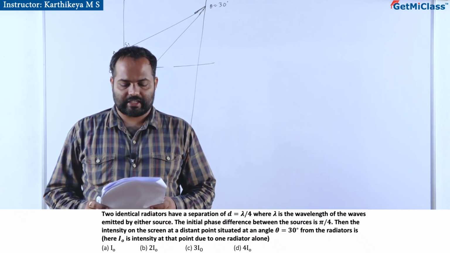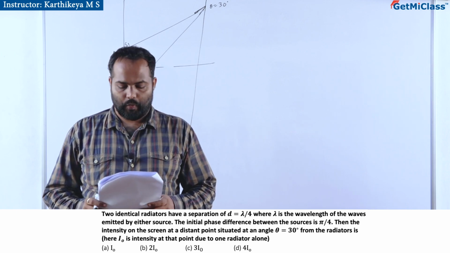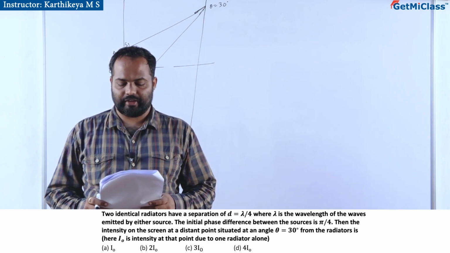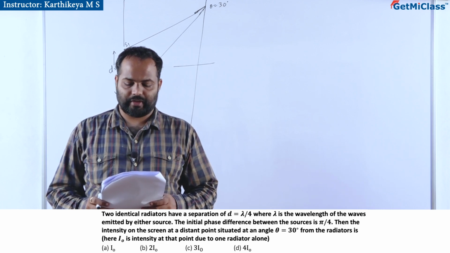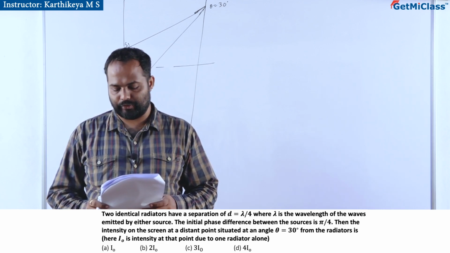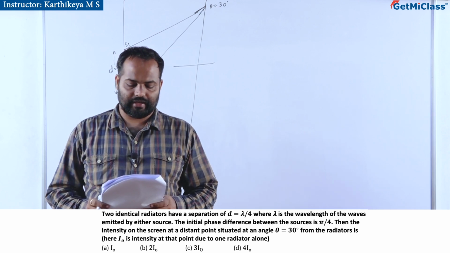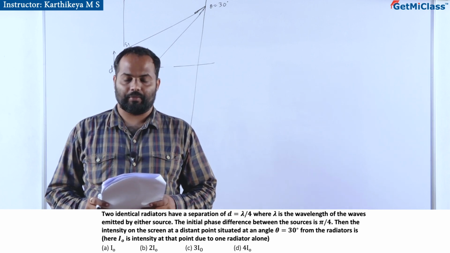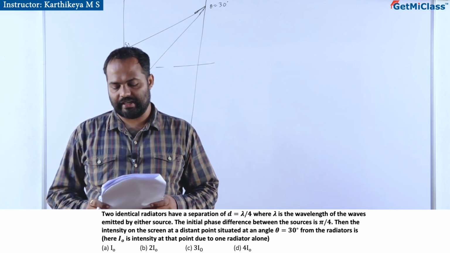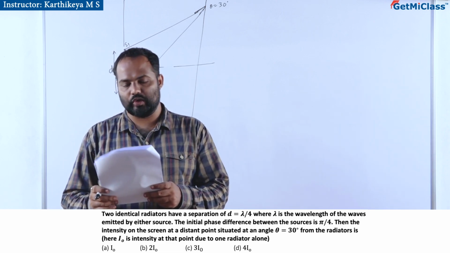Two identical radiators have a separation of d equal to lambda by 4, where lambda is the wavelength of the waves emitted by either source. The initial phase difference between the sources is pi by 4. Then the intensity on the screen at a distant point situated at an angle theta equal to 30 degrees from the radiators is, here I naught is the intensity at that point due to one radiator alone.